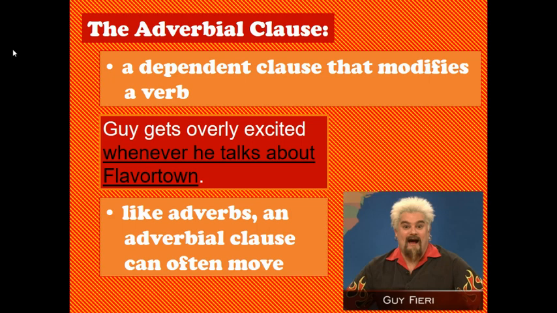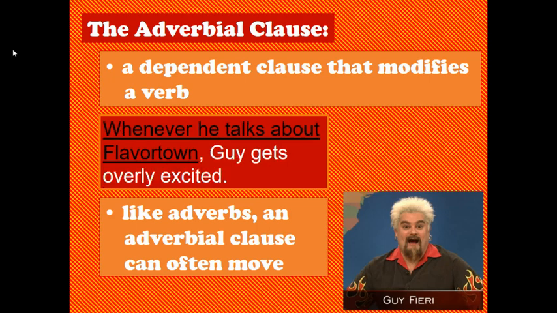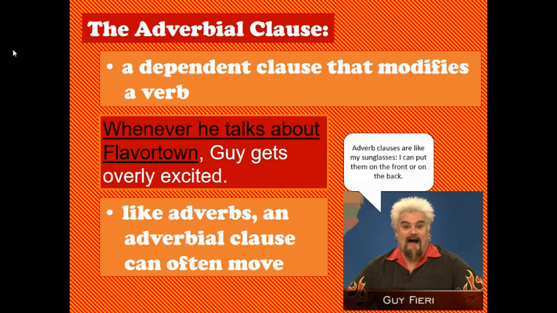Like adverbs, adverbial clauses can oftentimes move. We know that adverbs have a sense of mobility, and so does an adverbial clause, usually. Not always, but usually you can pick them up and move them. So in this case, if this one's at the end of the sentence, I can pick it up and move it to the beginning. And if I can move it, it's probably a pretty good clue that I'm dealing with an adverb clause. Watch me move it. I could say, whenever he talks about Flavortown, Guy gets overly excited. So I can move this one around, and so it's another clue that I'm dealing with an adverb clause. Yes, and he likes to move his sunglasses as well.